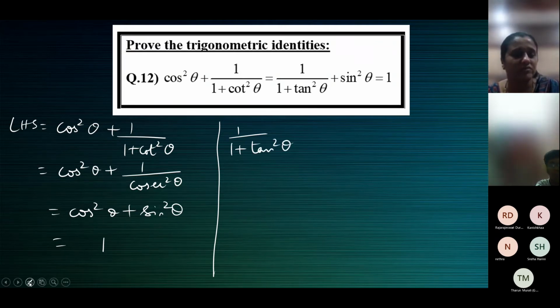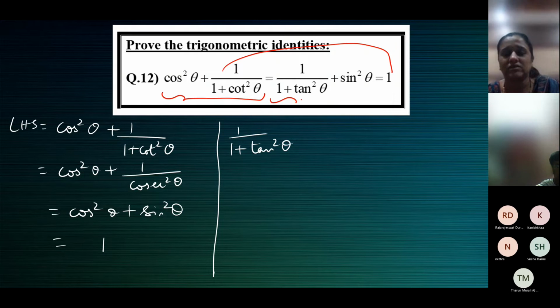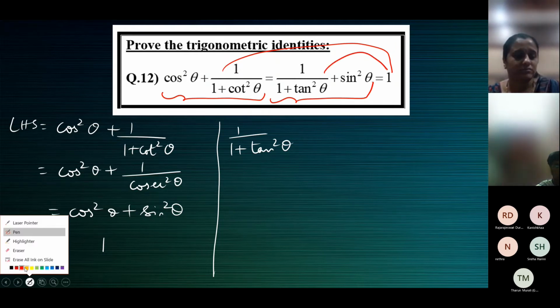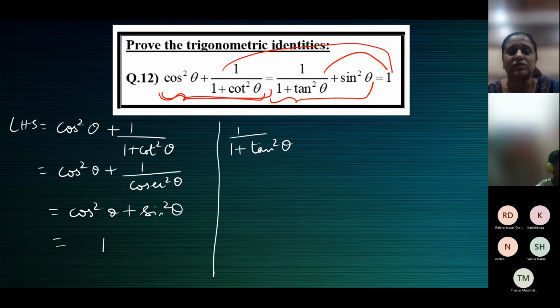See, you need to show that both of them are equal to 1. You need to show that this one is equal to 1, and this one is also equal to 1. That's what is given here, is equal to 1.